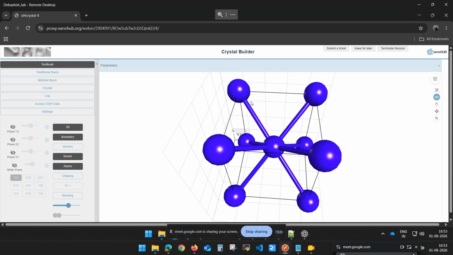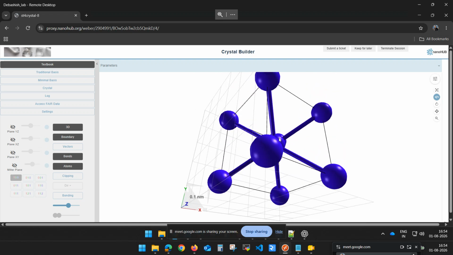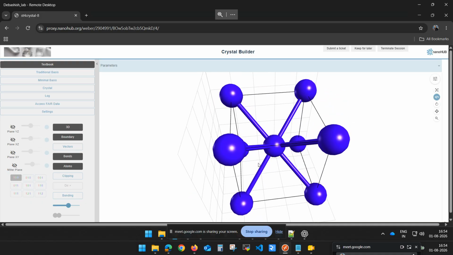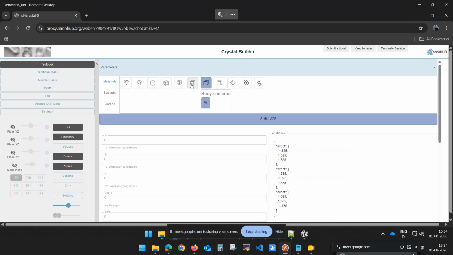Two, right? The corner atoms contribute 1, similar to simple cubic, 1 by 8 times 8, and this particular atom is completely inside this unit cell. So the total number of atoms inside this BCC is 2. Fine. And let's look at FCC.